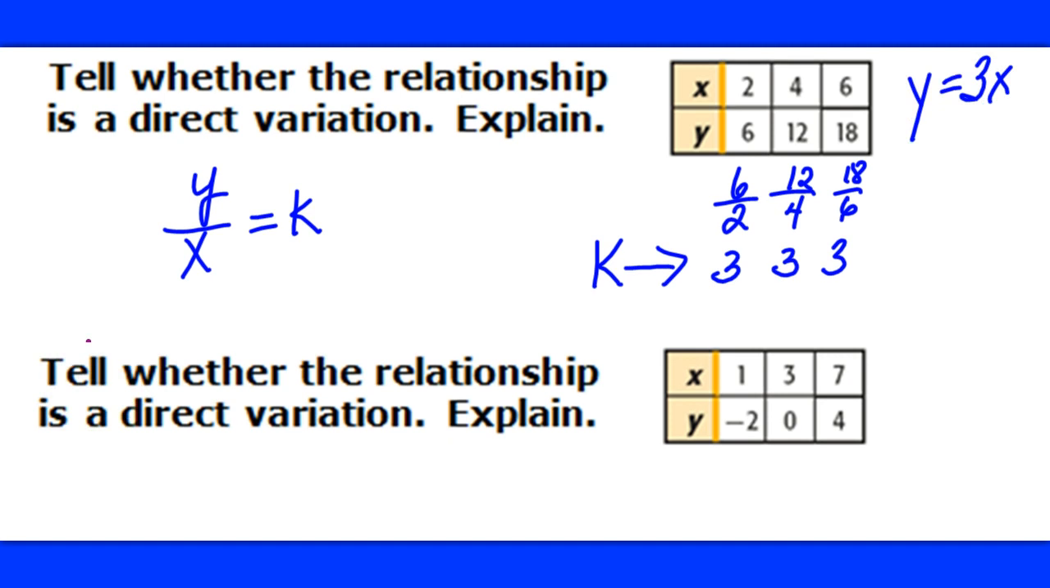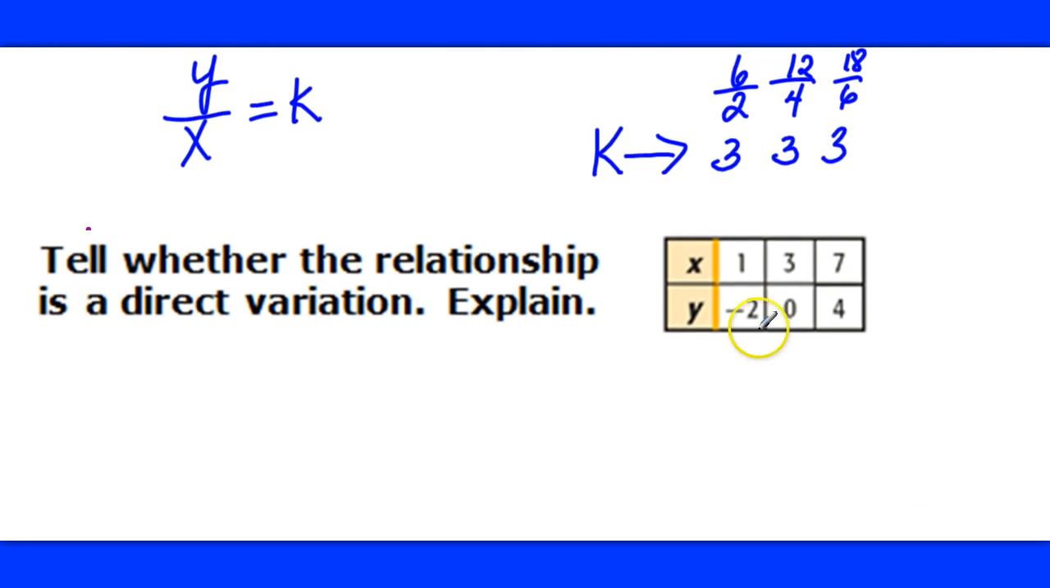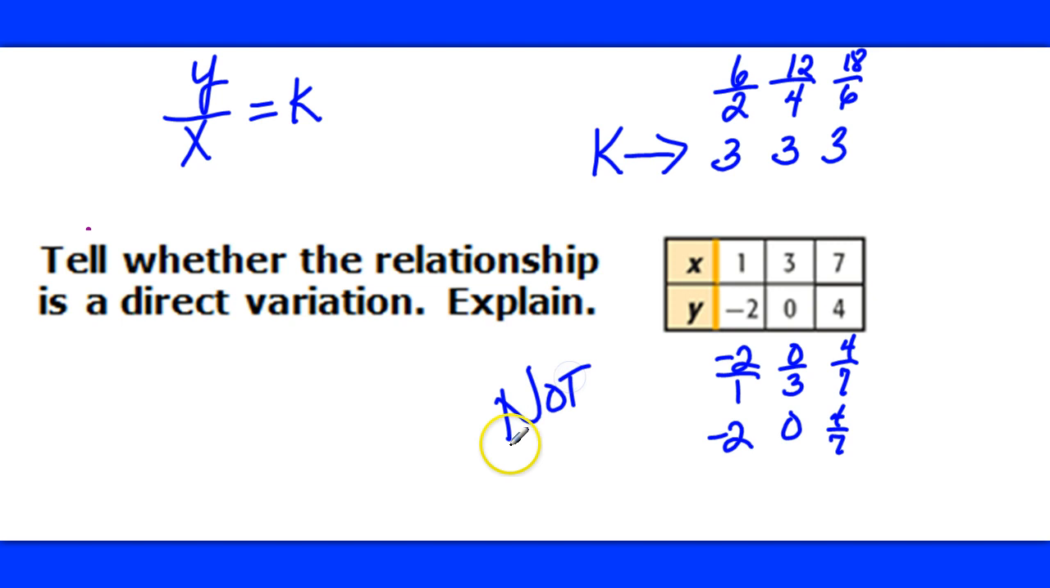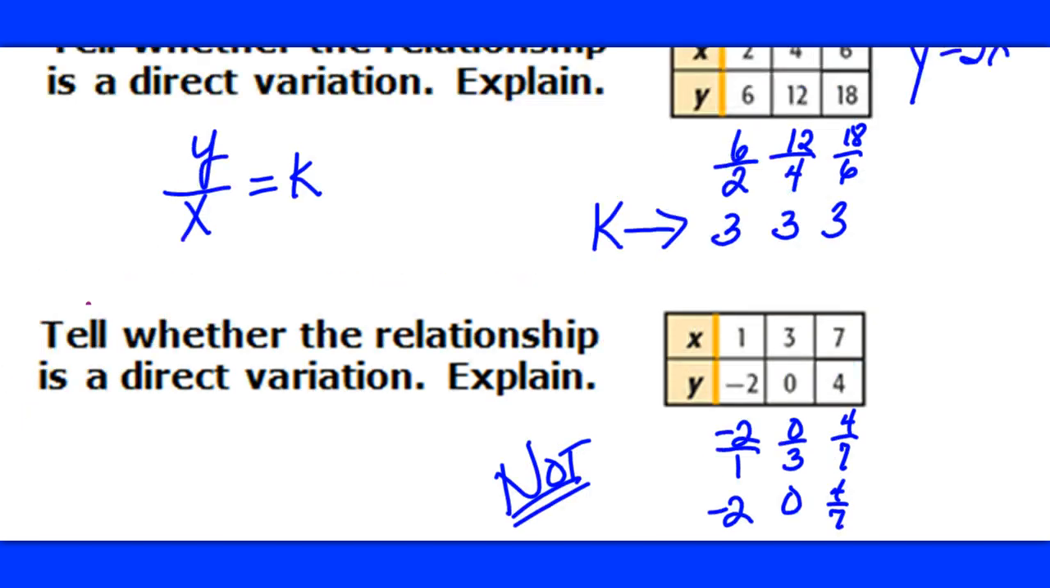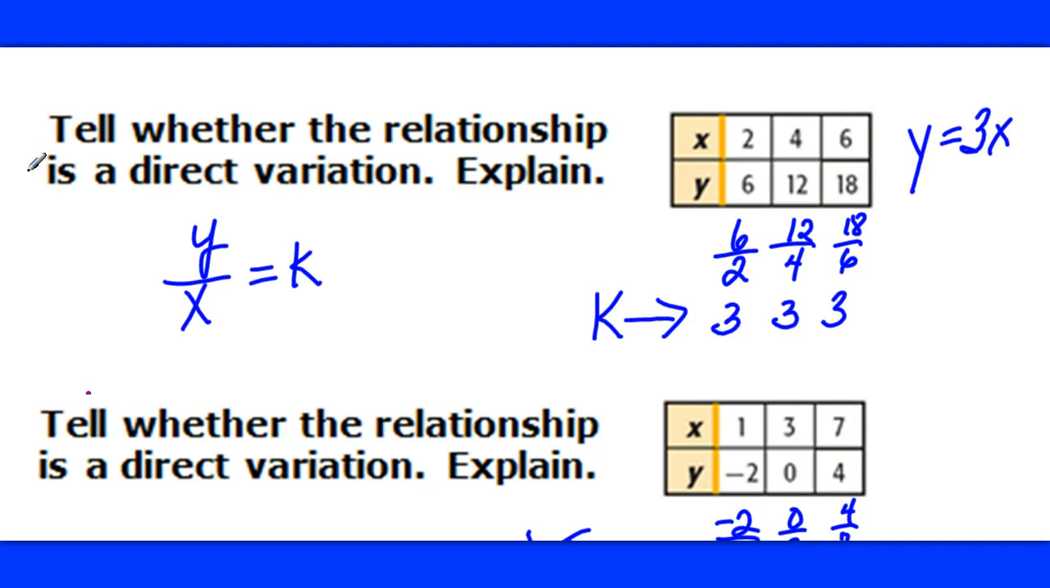All right, let's see if this one is direct variation. Here, y over x is negative 2. Here, y over x is 0. And here, y over x is 4/7. This is not direct variation. Now, you can do this for every single number except for an x value of 0.